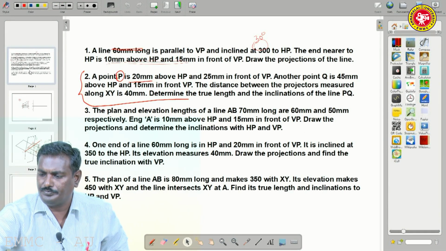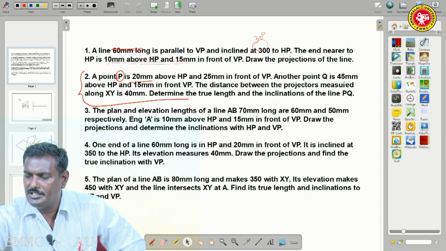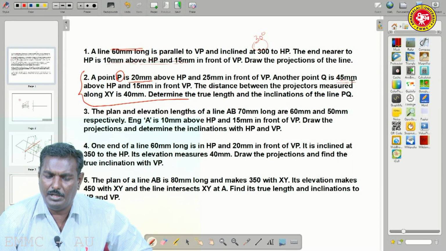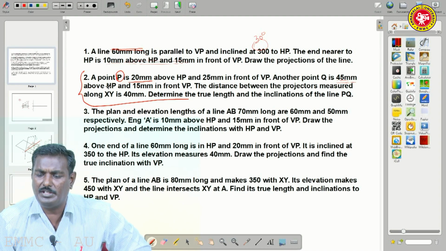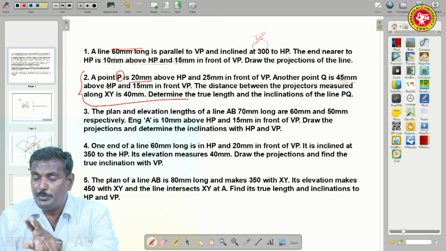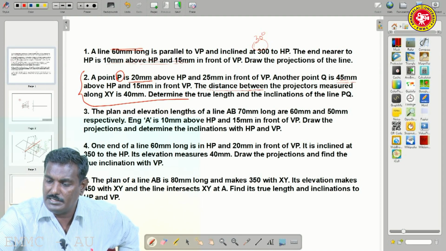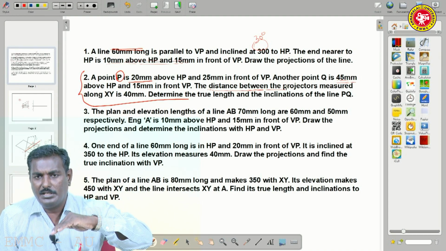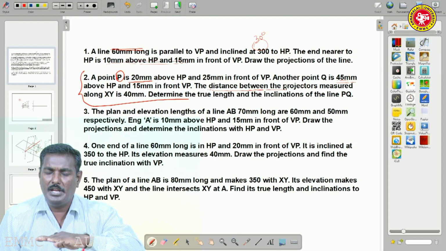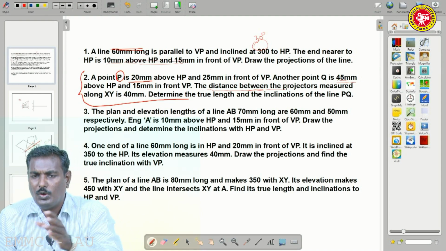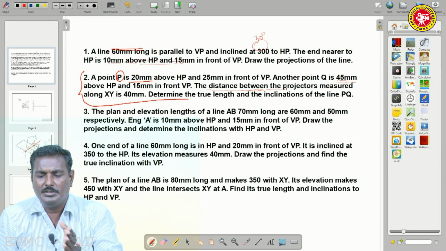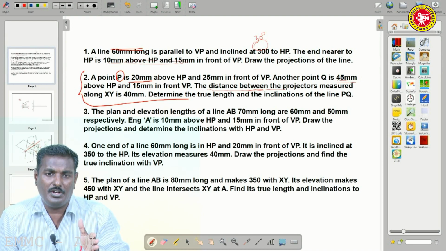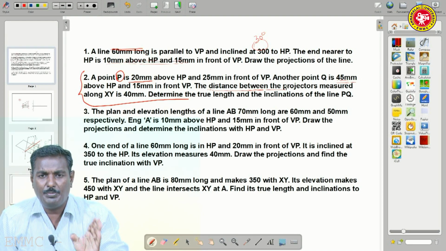So, then another point capital Q is 45 mm above HP and 15 mm in front of EP. The distance between the projectors is important, because another point is given. Above and below are with respect to the horizontal plane and vertical plane. But what is the distance between these two points, because we need two projectors for placing the projections of capital P and capital Q.